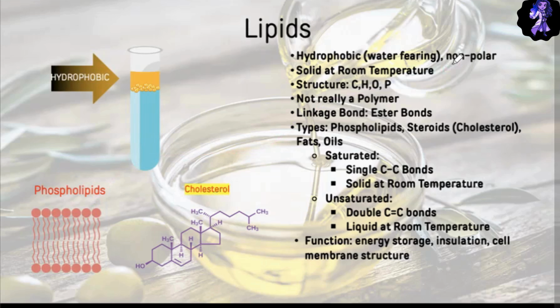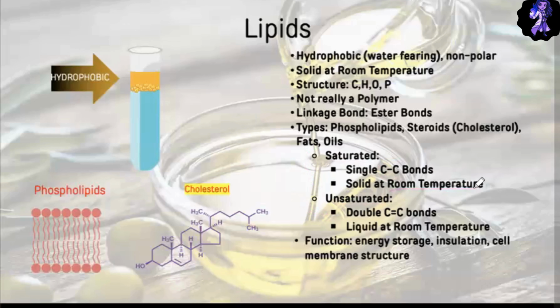Butter is a type of lipid. It is going to be solid at room temperature, which leads to the next type. They're separated into two main categories: saturated versus unsaturated. The carbon-carbon bonds are going to be single. There's only one link between them, and that's what makes them saturated. So they're going to be solid at room temperature.